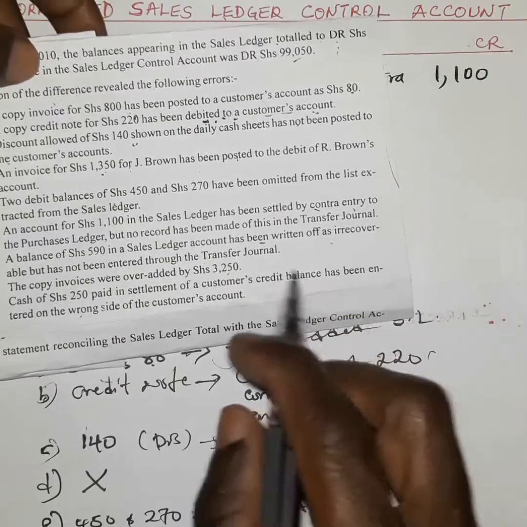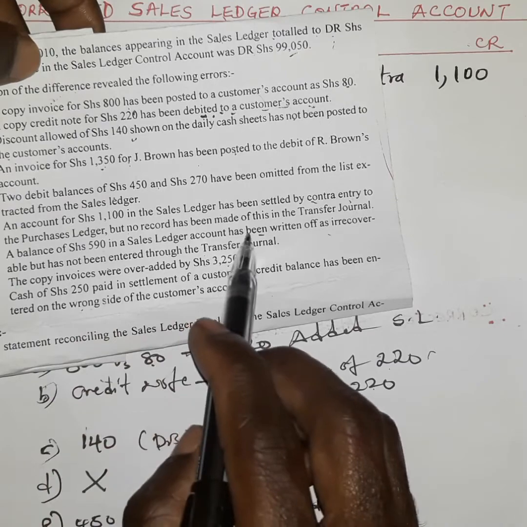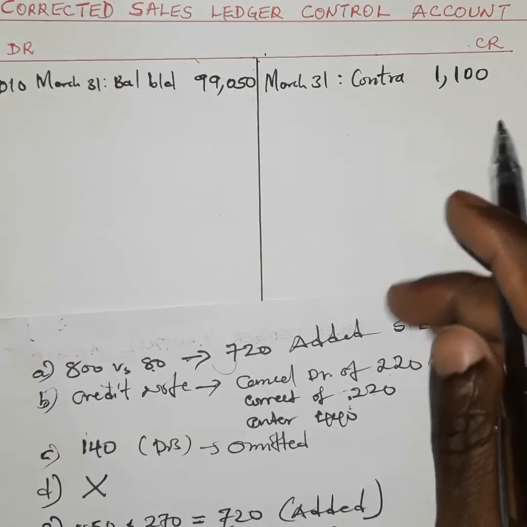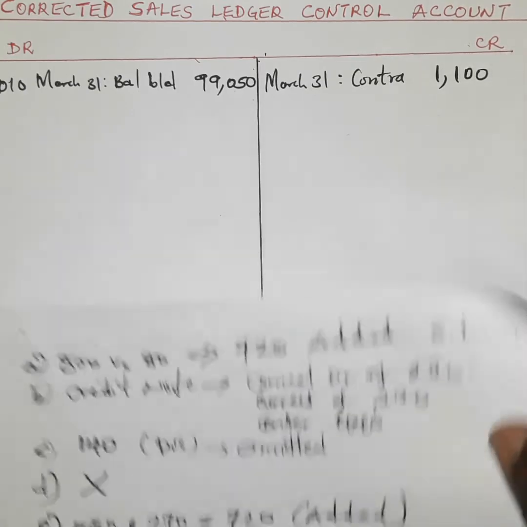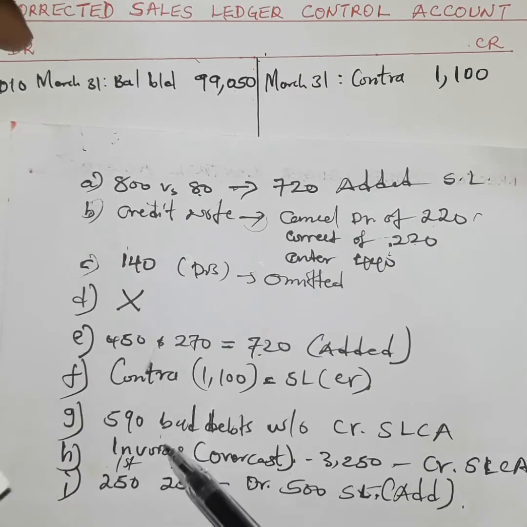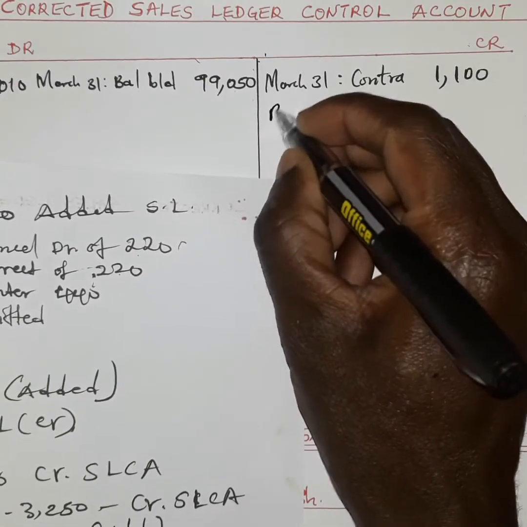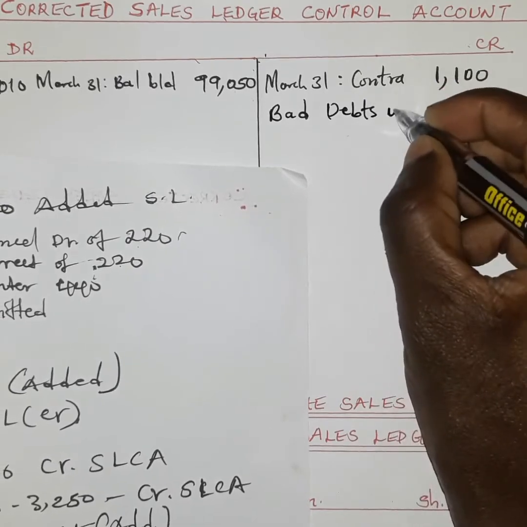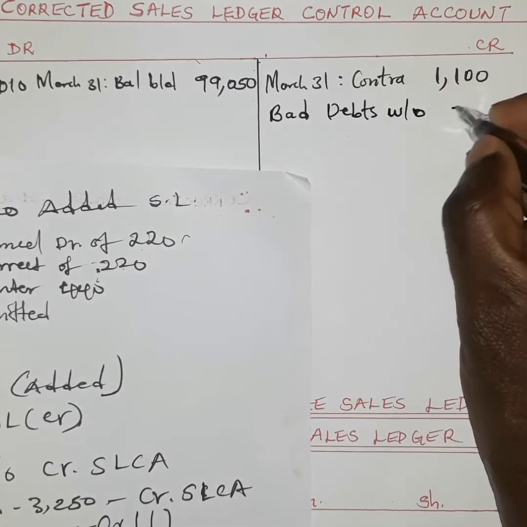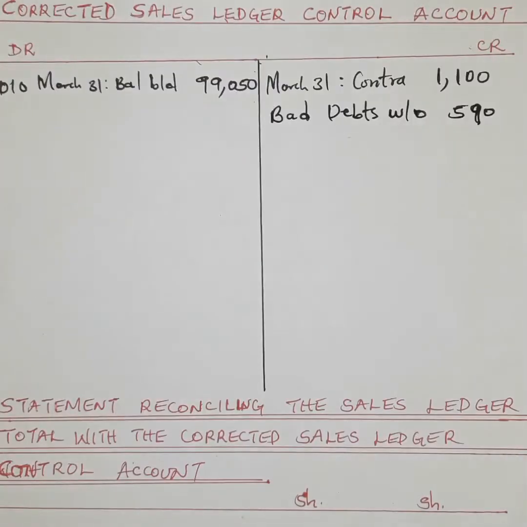Then again we go to a balance of 550. The sales ledger account has been written off. So written off means it is reducing what debtors are supposed to pay. Therefore, we are supposed to credit bad debts. So we are supposed to have bad debts, which are actually written off, and the amount is 590.